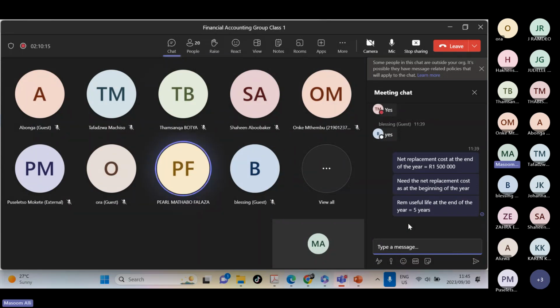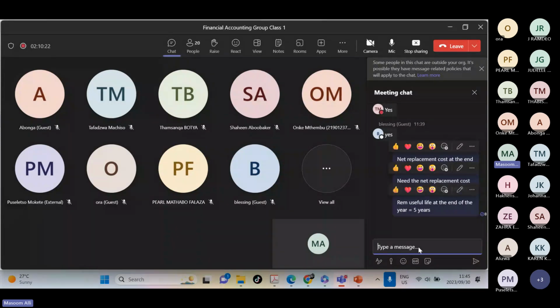Now, here's the thing. The calculation for the last time. Okay, so like I said, you'll take your net replacement cost at the end of the year. You'll divide it by the remaining useful life at the end of the year. You'll multiply it by the remaining useful life at the beginning of the year, and that will give you your net replacement cost at the beginning of the year. And you will use that as your revalued amount, and you'll do your revaluation journal based on that. Okay. So that's that in a nutshell, right?